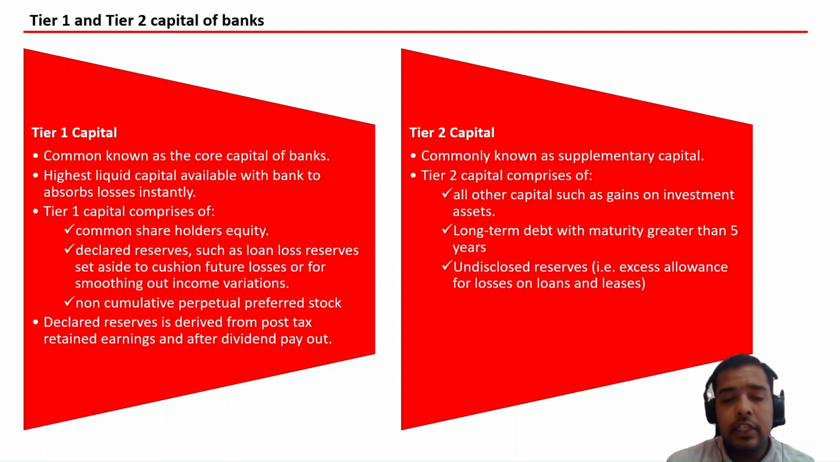Let's understand Tier 2 capital. Tier 2 capital is commonly known as supplementary capital, and it is kept in the form of capital such as gains on investment assets, long-term debt with maturity greater than 5 years, and other undisclosed reserves like excess allowance for losses on loans and leases. So this is a quick overview of Tier 1 and Tier 2 capital.